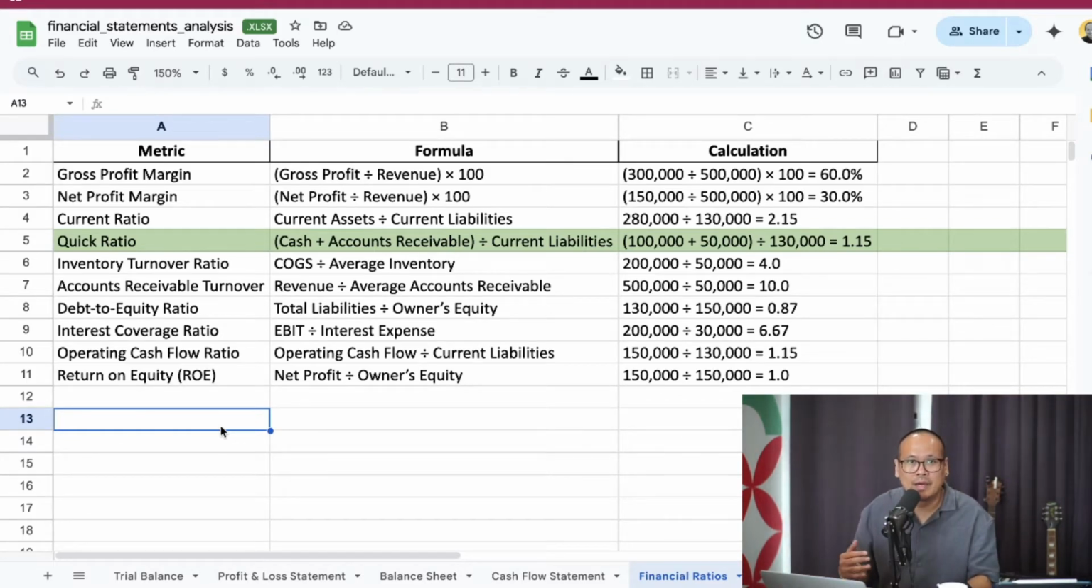If higher than 1.5, then you have too much idle cash. Consider strategic investments. If lower than 1.0, then there's not enough liquidity. Again, try to improve your collections or reduce your expenses.